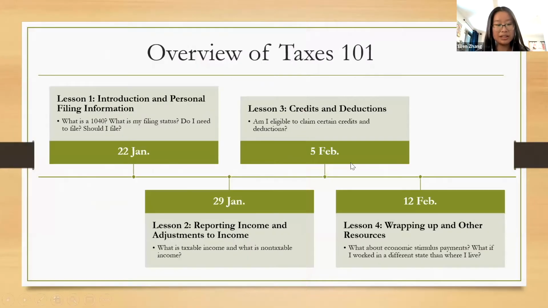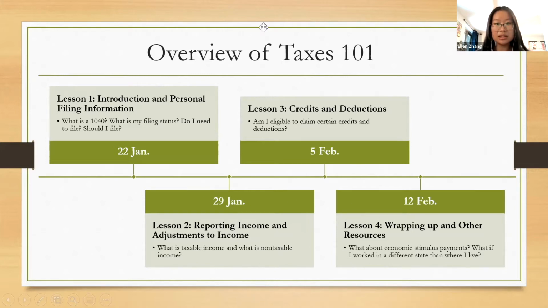So let's just go through another quick overview of where we are now in the series. So this is the second lesson. In the first lesson, we talked about some personal information with filing, such as what is your filing status, what is your dependency status, are you required to file, and should you file? If you missed that first session, feel free to watch the recorded video on YouTube. The link to that is in the resource doc, and it was sent out in an email earlier this week. So now we're on to lesson 2, reporting income and adjustments to income.